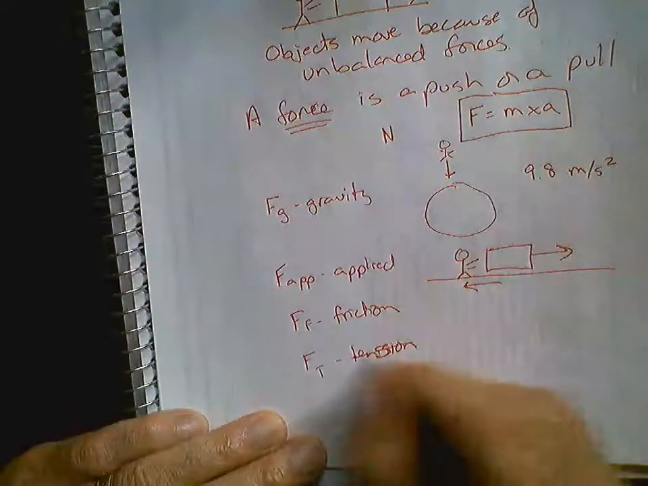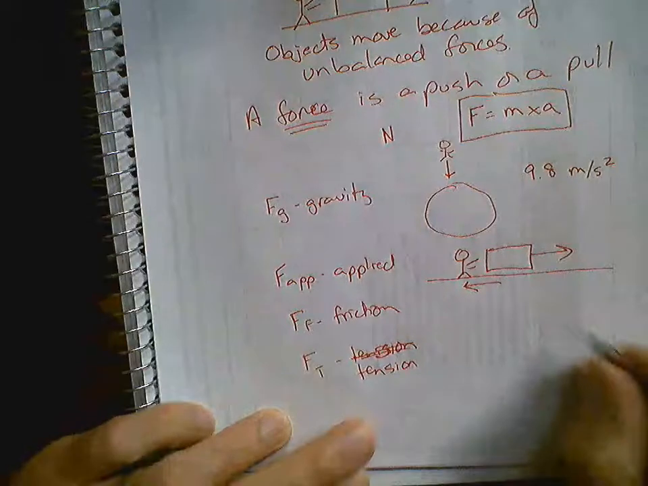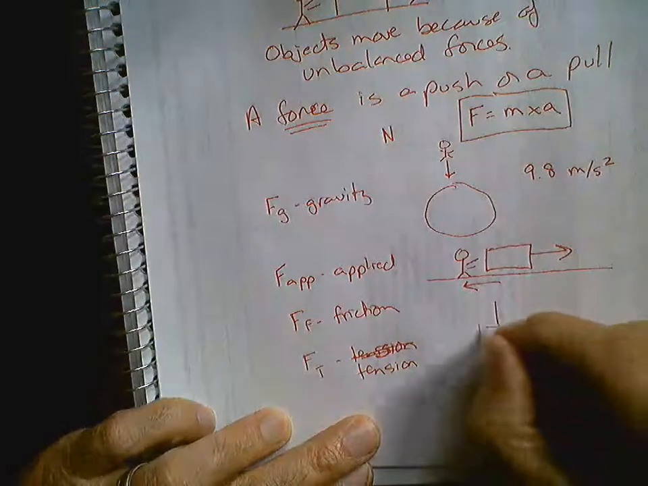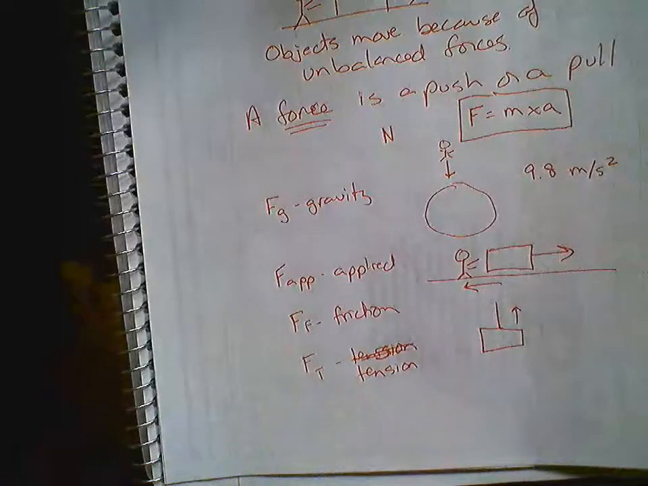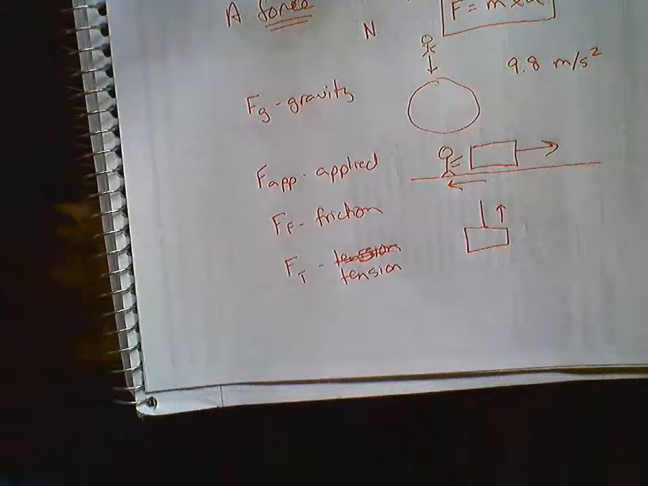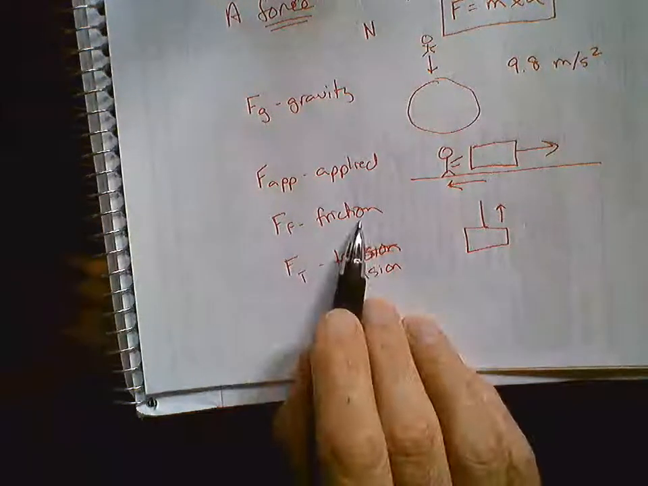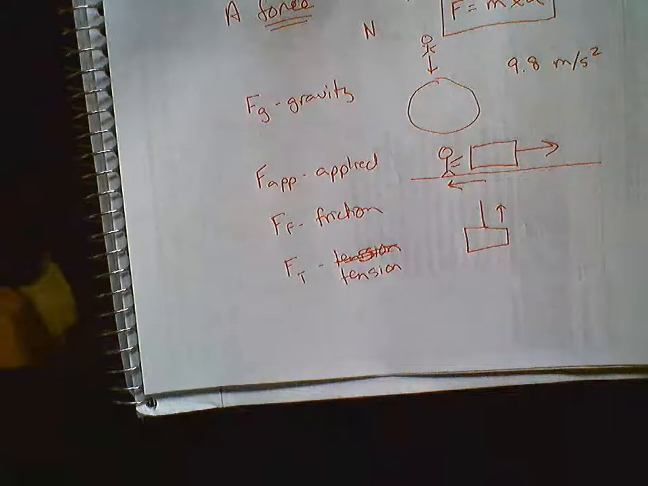Sorry for the messy writing. I'll write that out again. T-E-N-S-I-O-N, tension. So if a box was hanging on a string, there's a force of tension on that string. Now, we could parse this and get finer and finer with these forces. So for example, air resistance is a form of friction. But we're going to try and keep this simple and straightforward if we can.